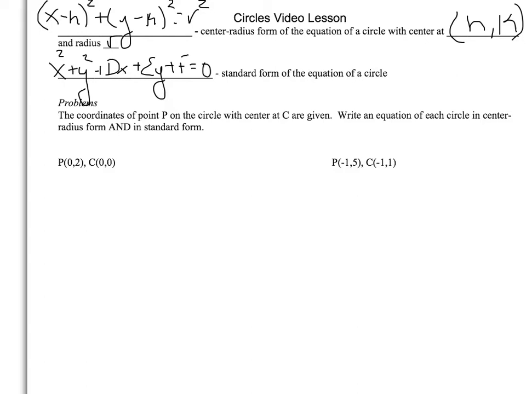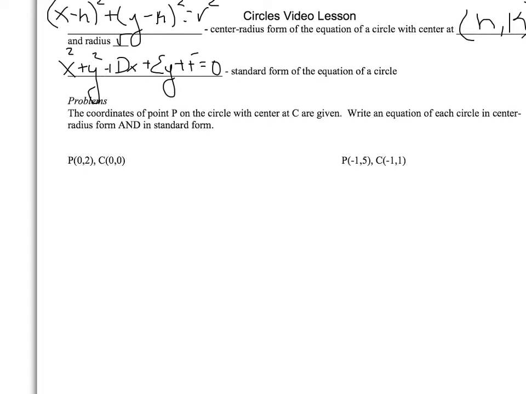Okay, what I want to do is I want to do the second problem with you because that's a little more difficult, and I'm going to leave you guys back with the first problem. So the second problem here, the first thing is find the radius, so we can write it in center radius form because we have a center point. So to find the radius, what you do is you take the distance between the 2 points.